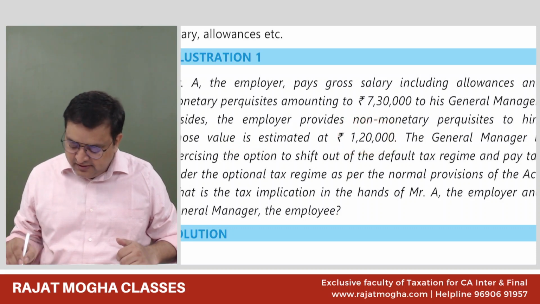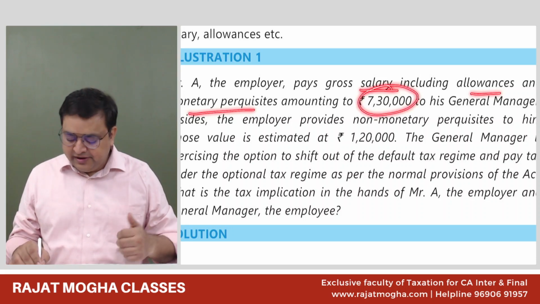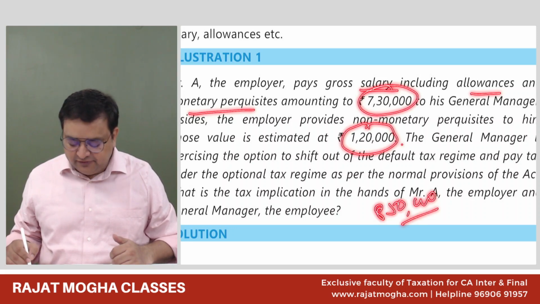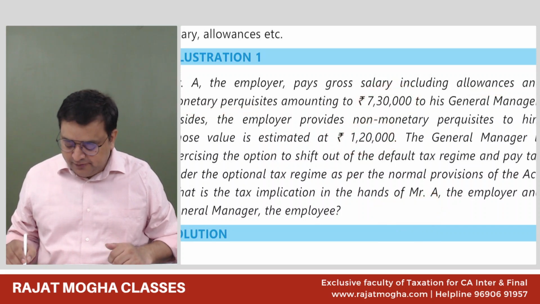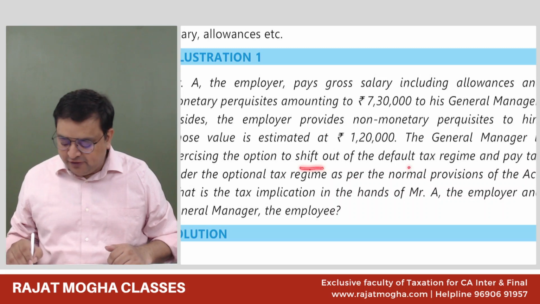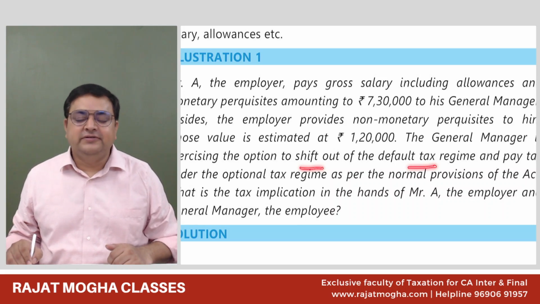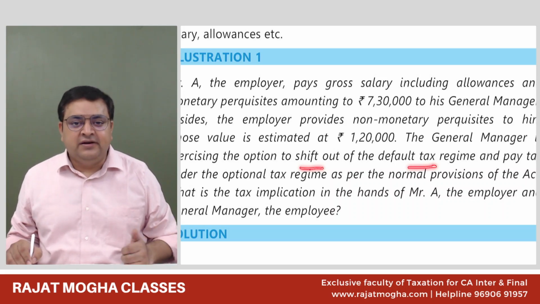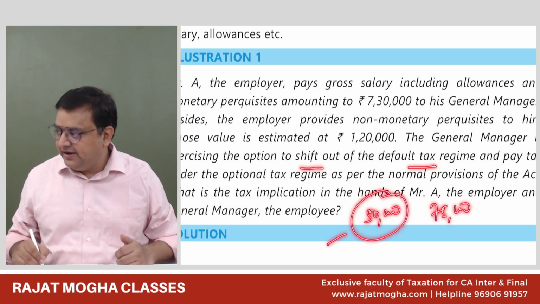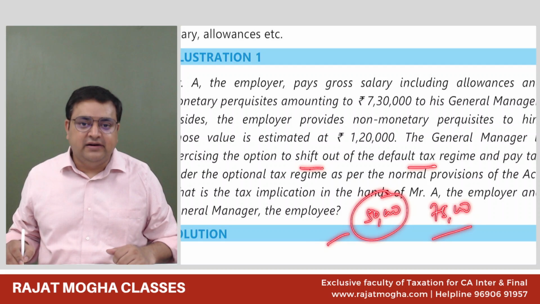So these were salary, allowances, and monetary perquisites were 730. Non-monetary perquisites is 120. The total salary which we are giving to this guy is 8,50,000 rupees. No doubt about it. Now, the general manager is exercising the option of shifting out of the default tax regime. He is following optional regime. Under salary, we give standard deduction 50,000 or 75,000. 50 or 75? 50,000. Agree na? So 50,000 under optional regime. In default regime, we give the standard deduction 75,000 under salary.